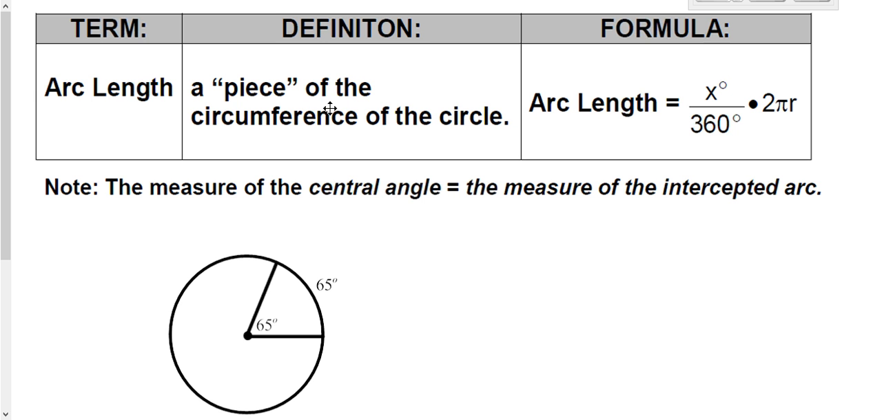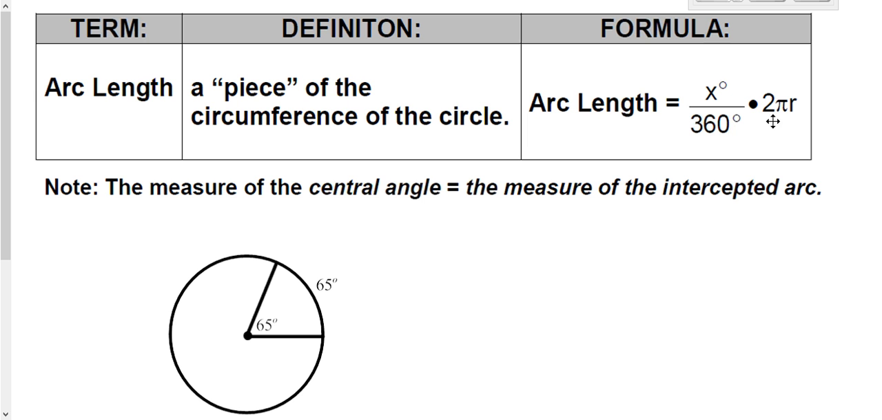Arc length is a piece of the circumference of a circle. You know, the circumference is all the way around the circle. We're going to look at a piece of it, or what's called its arc length. Maybe this length from here to here, this piece of the circle. The way we're going to find this arc length is, again, it is a piece or a fraction of the whole circumference, the whole distance around the circle.